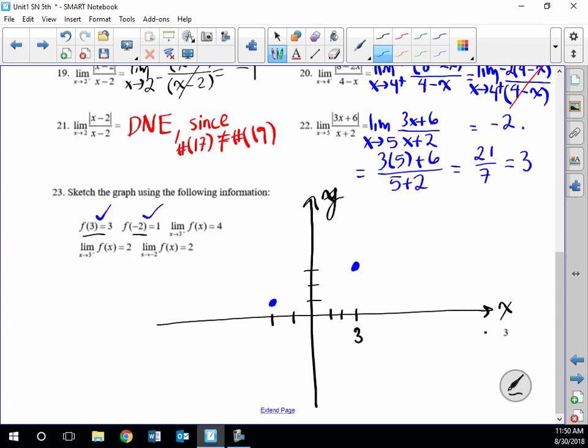And that means it's coming from the right side of 3. So what this limit is telling me is what happens to the function as it comes from the right side. I don't know what the function is going to be doing, but I do know that once it gets close to 3, the y value is getting close to 4.